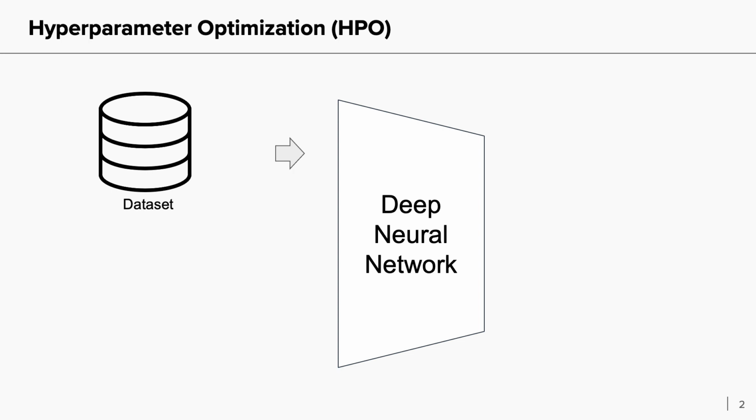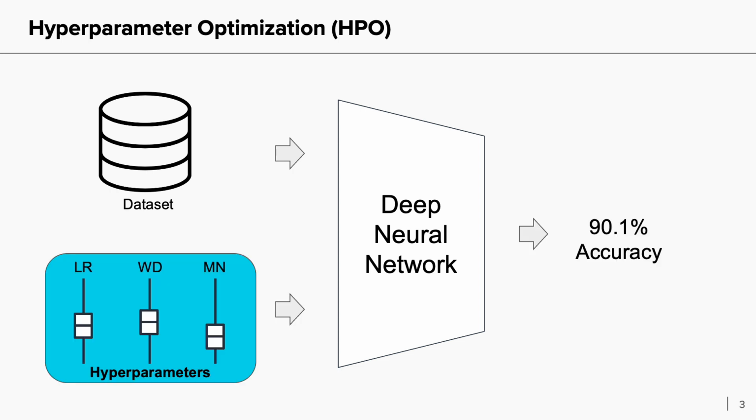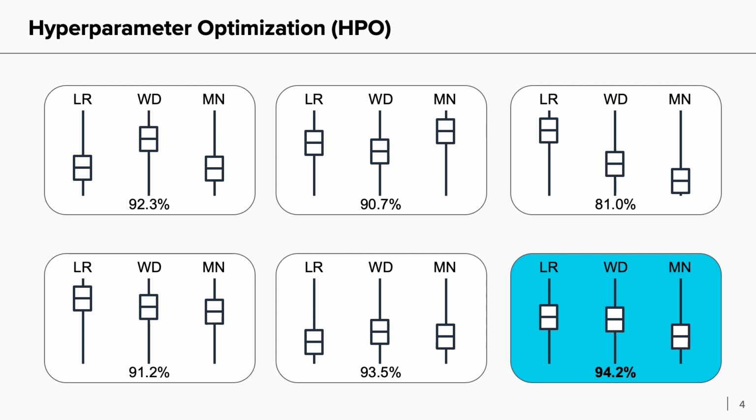To give you a general picture of HPO, let's suppose that we have data and a deep neural network to train. In order to train a network, we need to adjust a set of hyperparameter configurations. In practice, we try numerous sets of configurations to push the performance of the network. Then how can we try these configurations more efficiently?